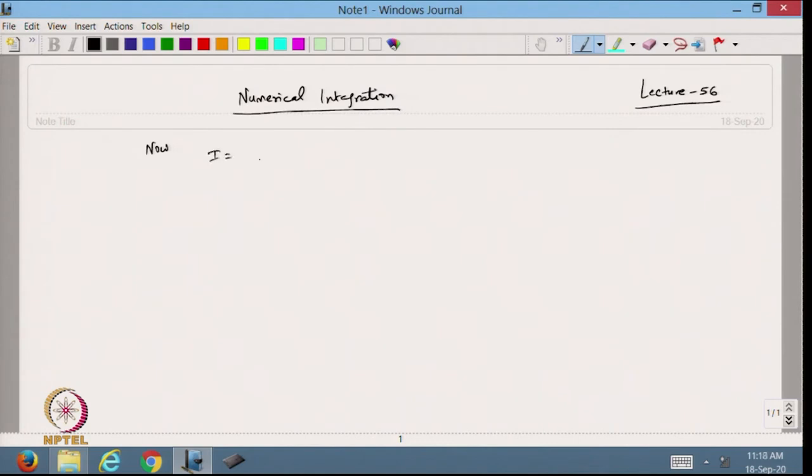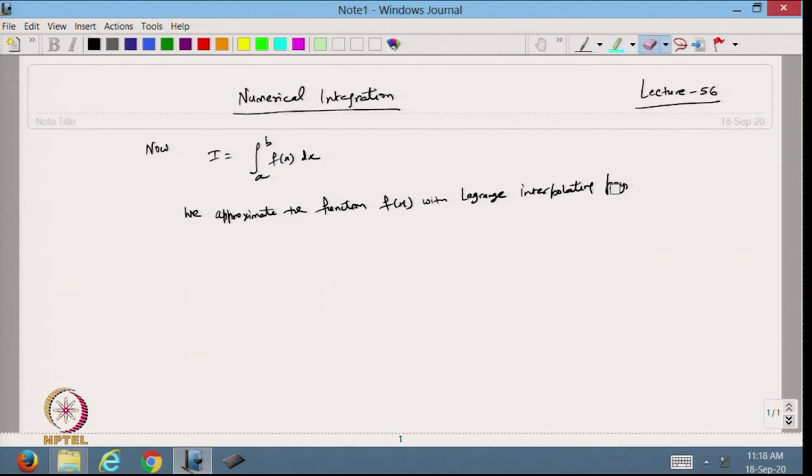Now I have an integral from a to b of the function f(x) dx. So what I do is, we approximate the function, that is f(x), with a Lagrange interpolating polynomial.